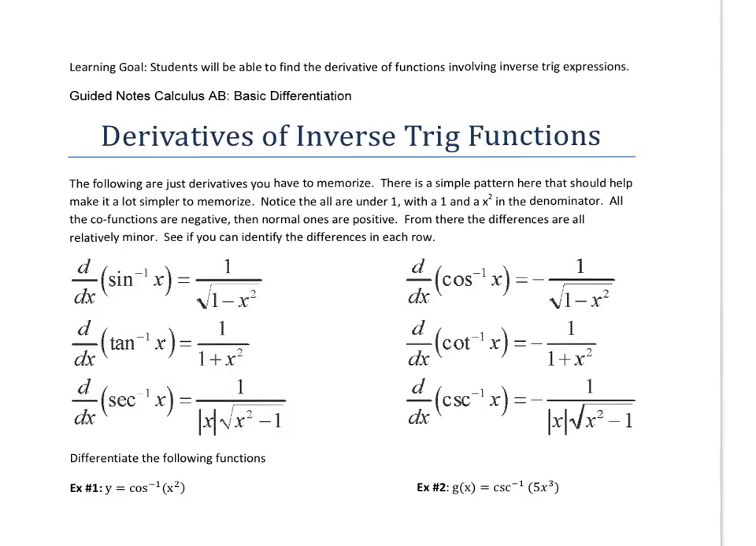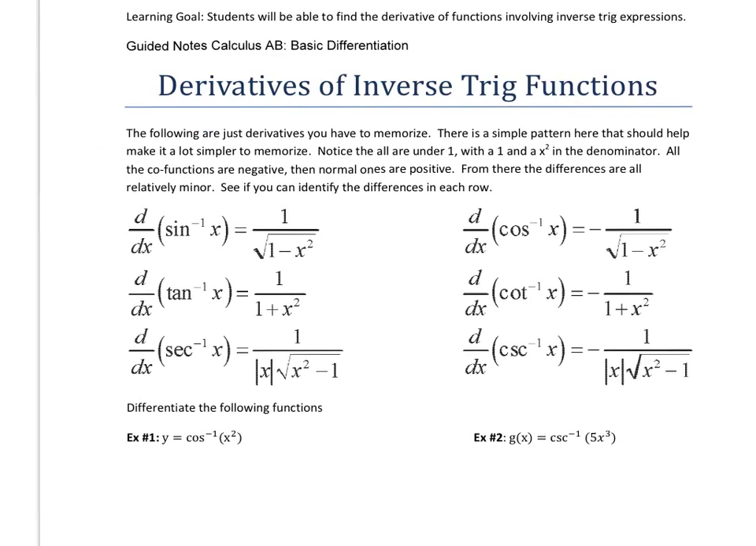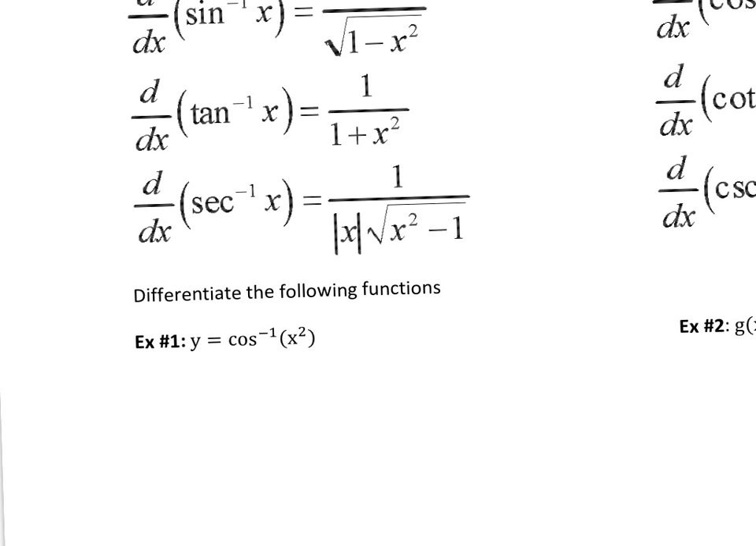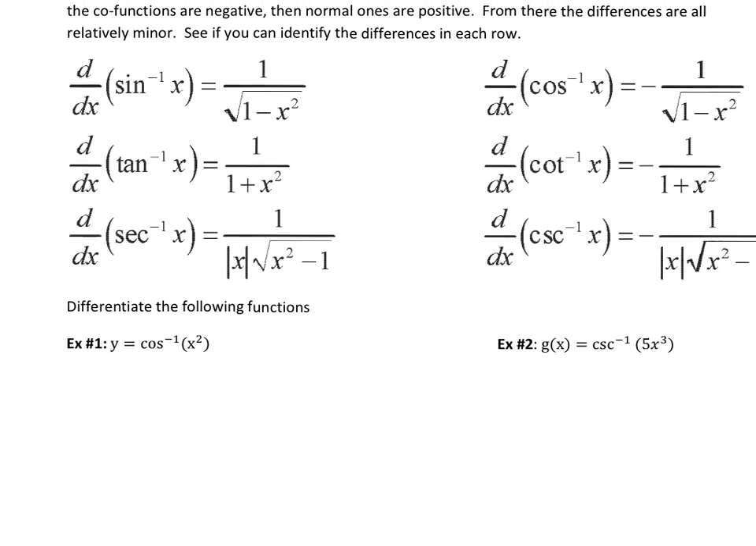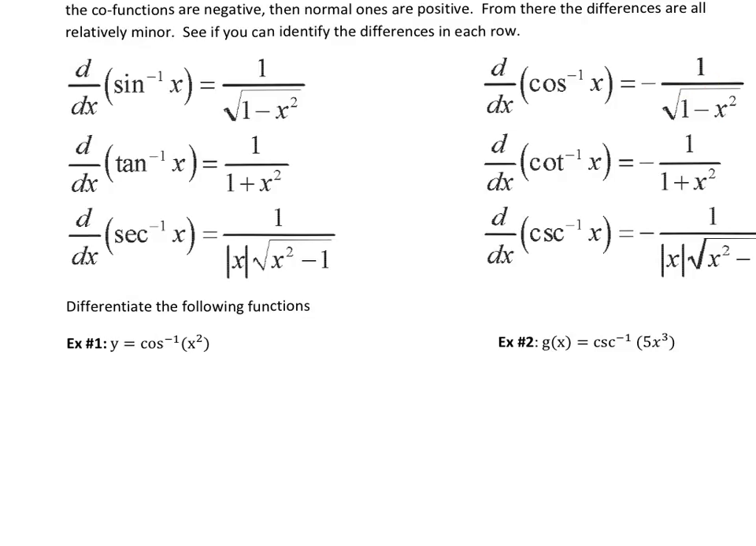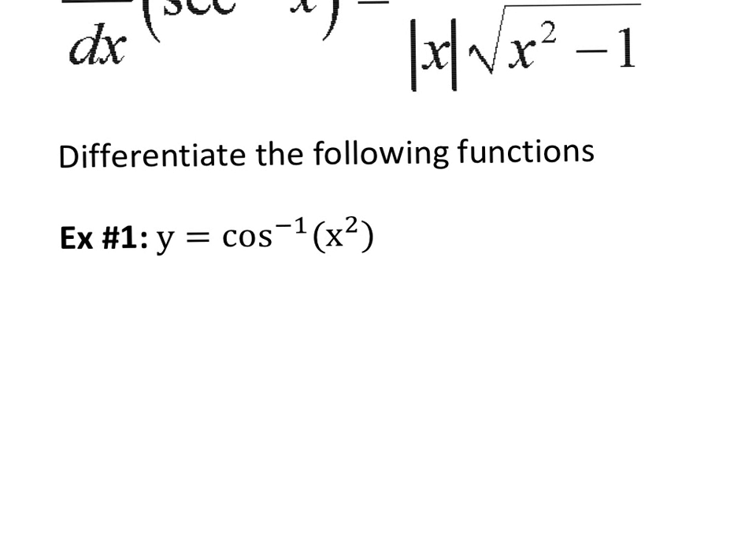So now let's talk about how to use them. Let's look at this first one. We have y equals the arc cosine of x squared. So how could we do this? Well, there's the formula there. But the problem is that we have an x squared in there. So this means we're going to have to use the chain rule, because technically this is a little function inside of another function. So let's first use the chain rule and let u just equal x squared.